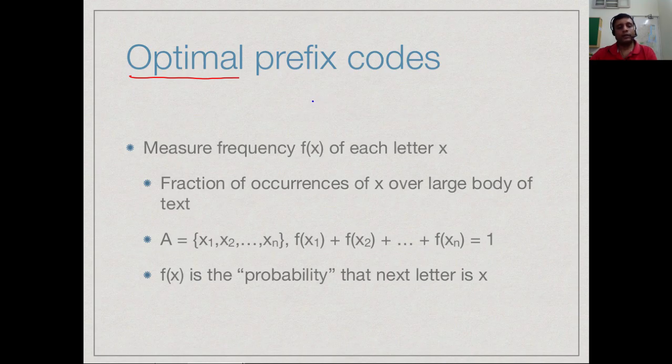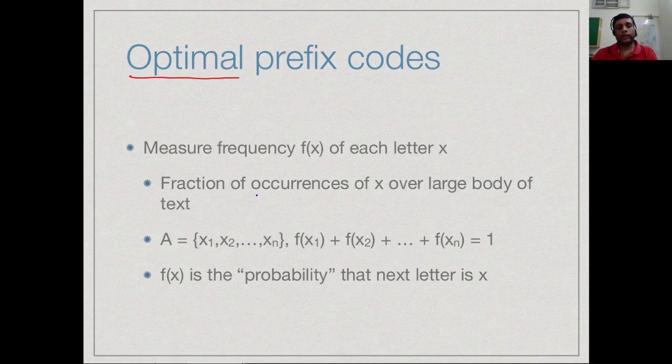So remember we said that our goal is to assign shorter codes to more frequent letters. So somehow we have to determine what are more frequent and less frequent letters. Right? So people have measured the frequency of the occurrence of each letter in different languages. So this is a very language specific thing. Right? So this optimality, something which is optimal for English may not work for French or any other, Spanish or something.